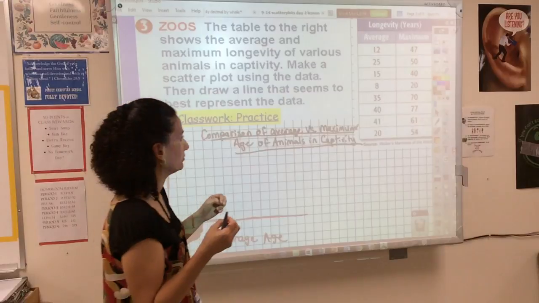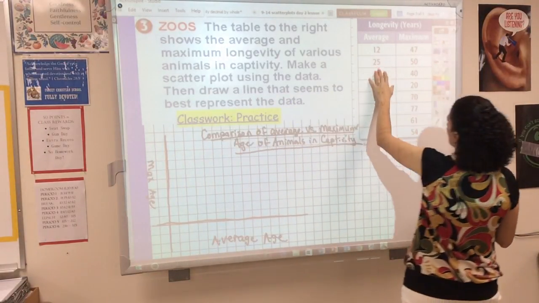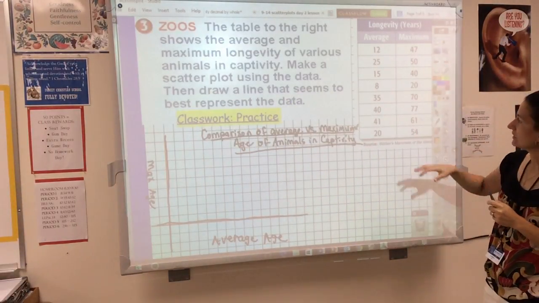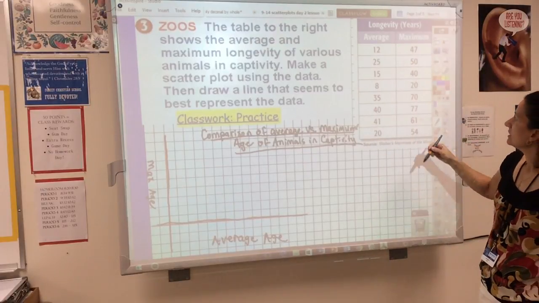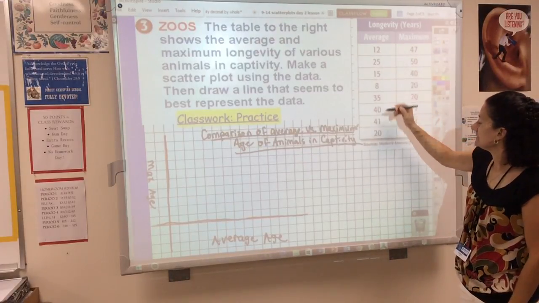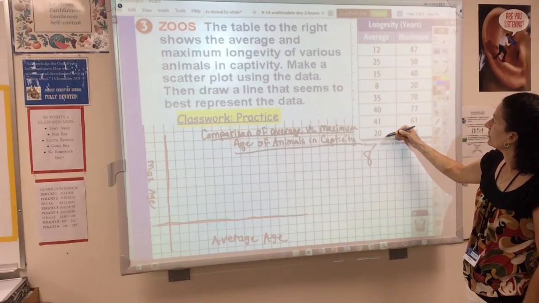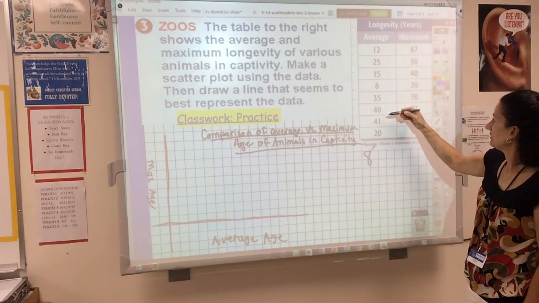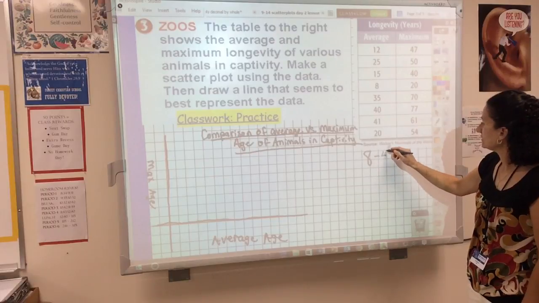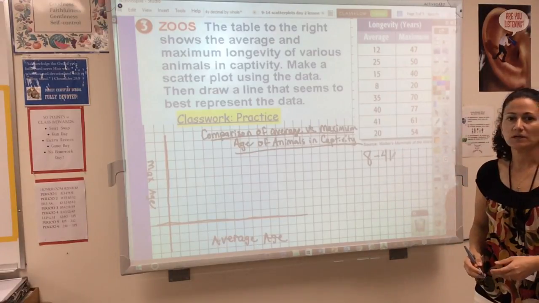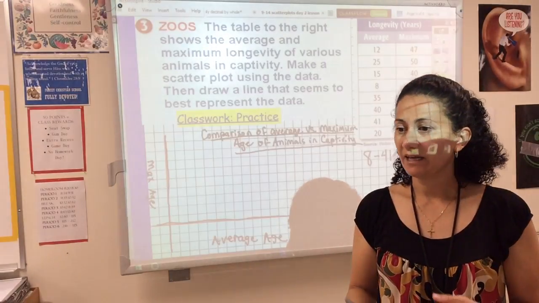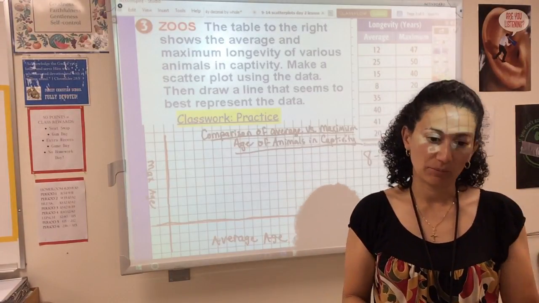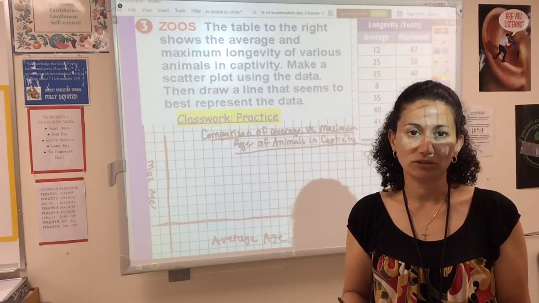So I'm going to show you the thought process in which I'm going to do this. First, I'm going to look at my average ages. I'm going to find my scale first of all. So the smallest number I have is 8, and the largest number I have looks to be 41. Okay, so my scale is 8 to 41. So I have to come up with intervals now. Intervals is what I'm going to count by. And I can't just decide, oh, I like 5, so I'm going to count by 5s. I like 2s, so I'm going to count by 2s.